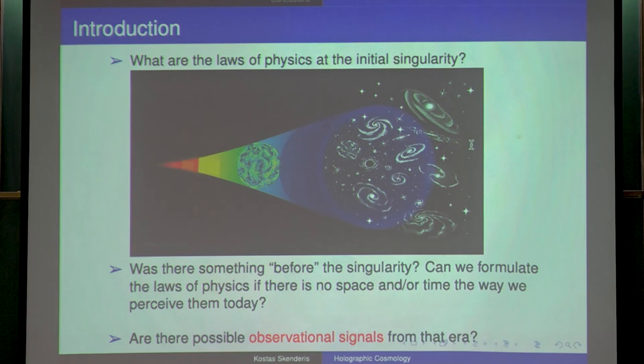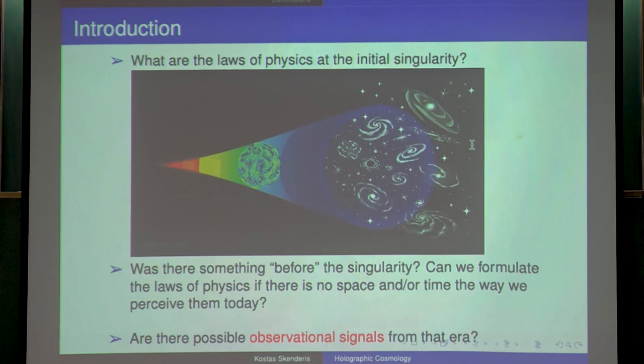So let's start from the beginning. One of the things that humanity has wondered about for years was, how did we come here? Is there a beginning of time? What are the laws of physics at the initial singularity? We're out here observing galaxies, and in the last 30, 40 years, we have been observing the afterglow of the Big Bang and getting more and more information.